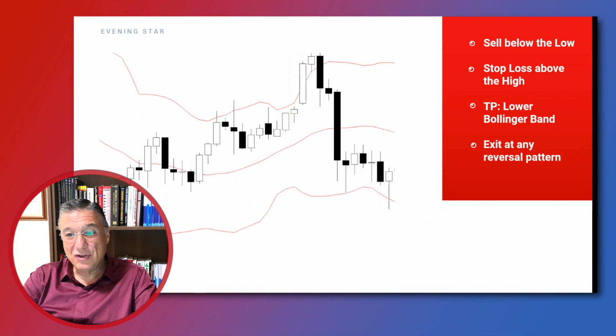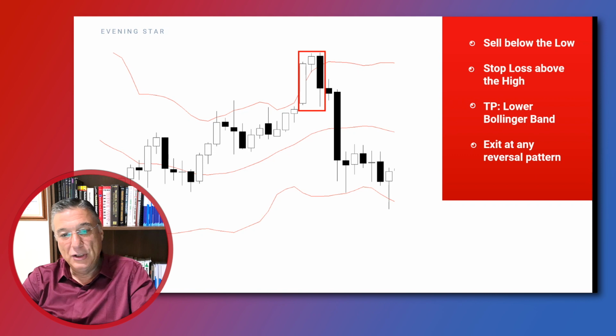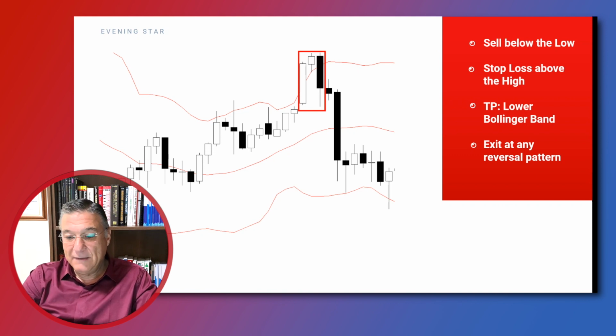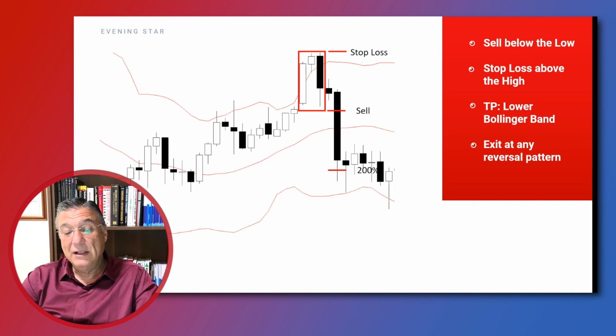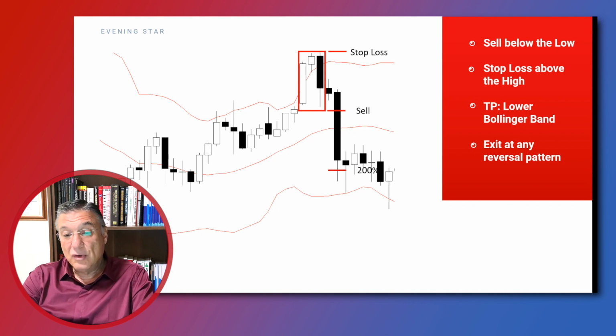Now, one more strategy, one more variation of our Bollinger bands. Yes, so at the top of the Bollinger band, at the upper Bollinger band, we identify the evening star, and of course we place a sell order right below, a protective stop loss right above, and now we are going to close part of our trade at the 200% level. It's a more conservative approach if you wish, and then we will allow the remaining of our trade to run lower, and when it touches the lower band, we're going to close the remaining of the trade.